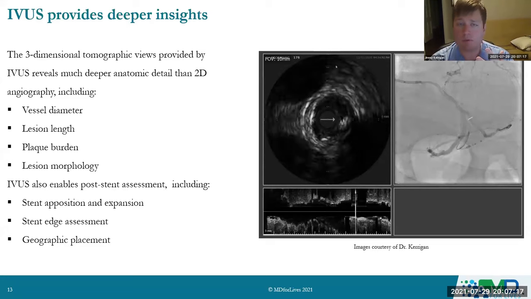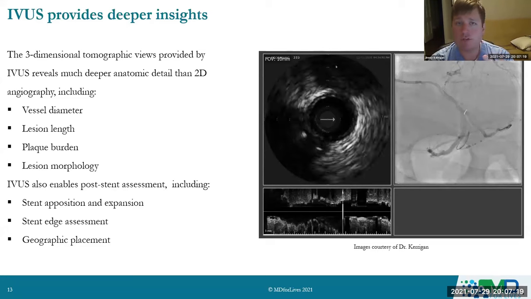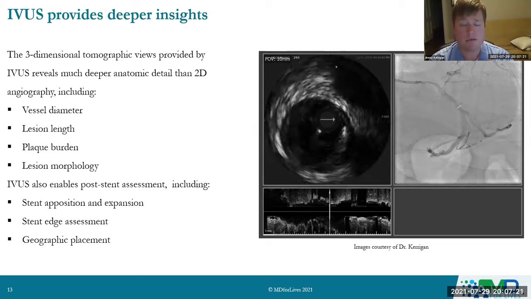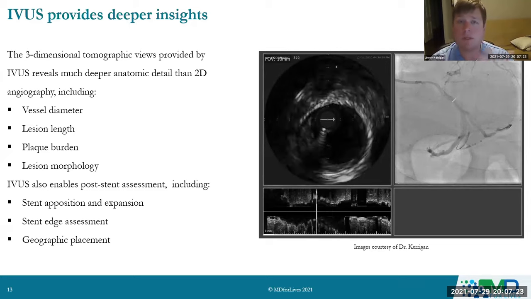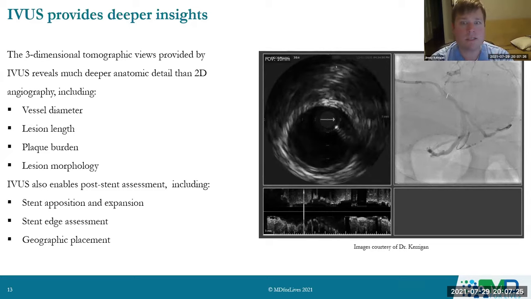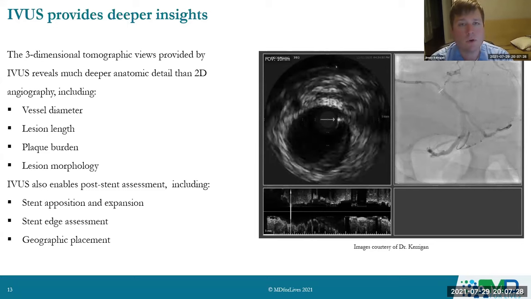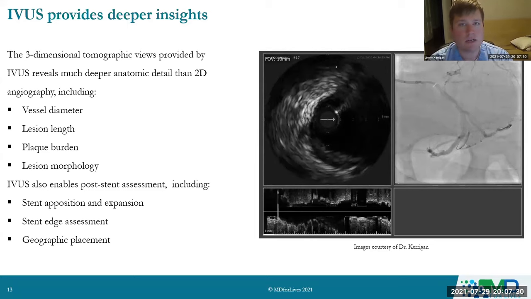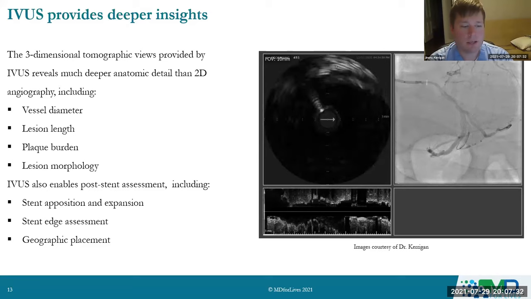As I said before, we can figure out what the lesion morphology is, meaning is it hardened or not? Is it fibrotic or is it soft? And is it something that's going to need some pre-treatment prior to stent implantation so that we avoid what's known as stent regret, where we put the stent in, it doesn't fully expand, and then we're kind of stuck.